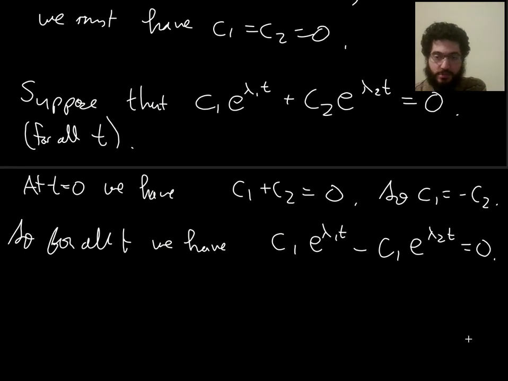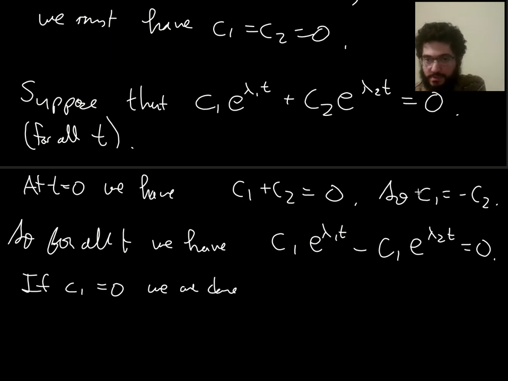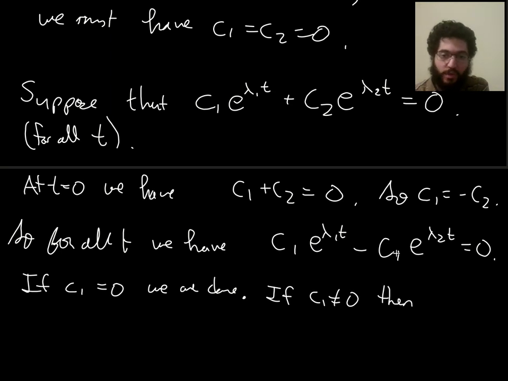Interesting. Now, we are trying to prove that c1 and c2 are 0. So if c1 is 0, we are done, because then c2, which is negative c1, is also 0. If c1 is not 0, then we can divide by it in this equation. So divide this equation by c1, and let's move one term to the other side. We have e^(lambda 1 t) equals e^(lambda 2 t).